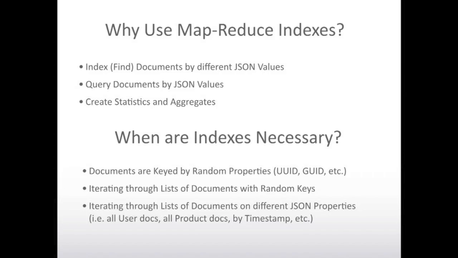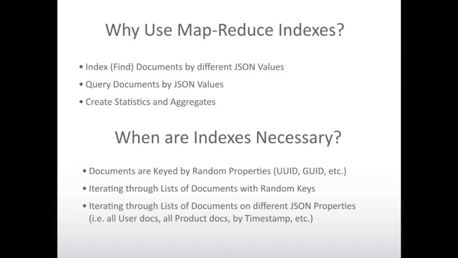And also, let's just say you key your user documents with the email address, but if you want to look up users by zip code, for instance, if you want to actually look up users by a different property within the JSON document that's not within the key, then you're also going to need an index for any of those additional properties.